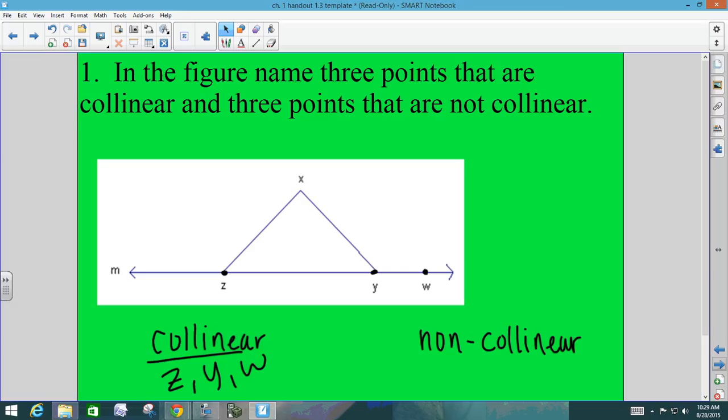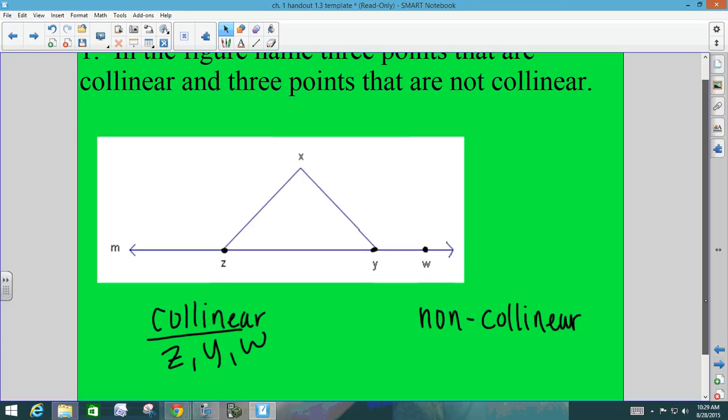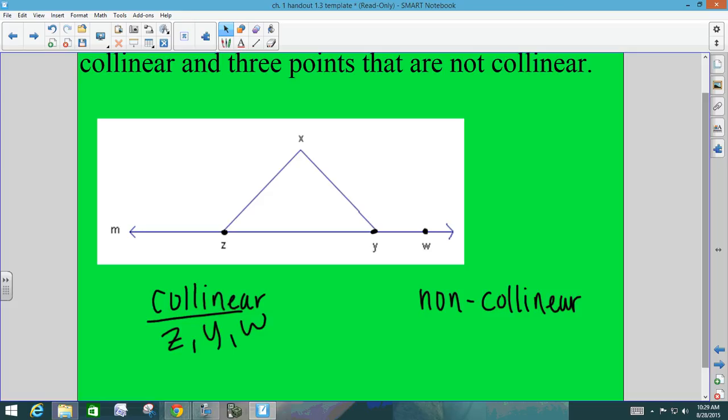It doesn't look like it, but Z, Y, W, and X, those are capital letters. M is a lowercase letter. If it's a lowercase letter, it's not a point. This is actually the name of the line. This would be called line M. So if it's a lowercase letter, then it's a line, not a point. Okay, those are the only collinear points there. Those are the only 3 points that are on the same line.